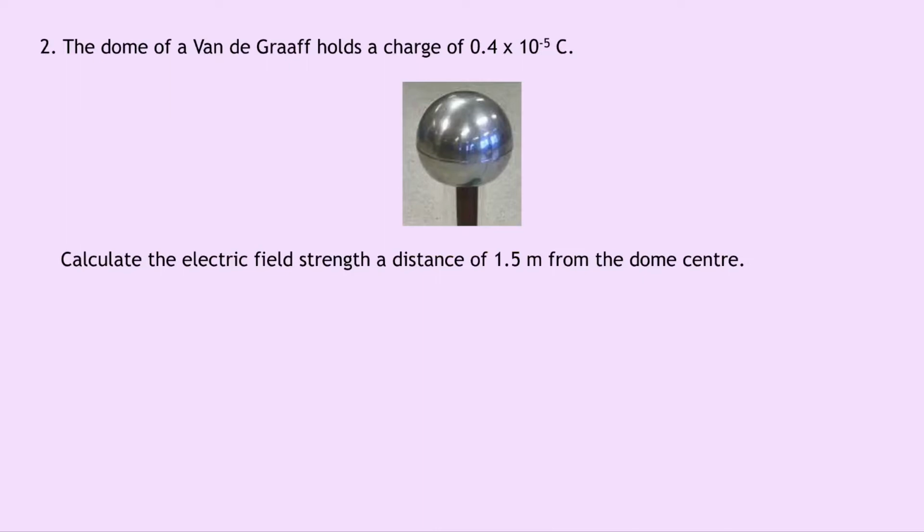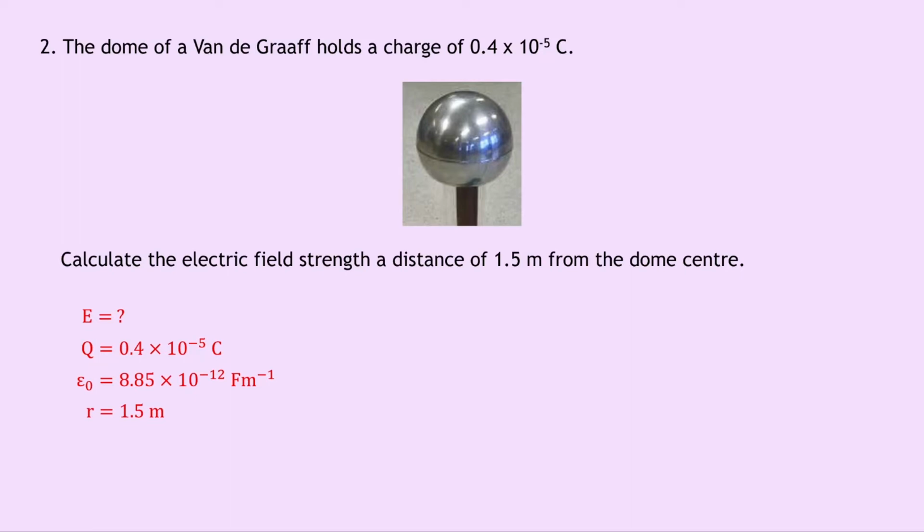Question 2 says that the dome of a Van de Graaff holds a charge of 0.4 times 10 to the minus 5 coulombs. Calculate the electric field strength at a distance of 1.5 meters from the dome centre. Well, this time we're dealing with a charged conducting sphere here. So writing down what we know from the question, we're trying to find the electric field strength E. We know that the charge Q is 0.4 times 10 to the minus 5 coulombs. We know that epsilon naught is 8.85 times 10 to the minus 12 farads per meter from the datasheet. And lastly, the distance R from the centre of the dome is 1.5 meters.